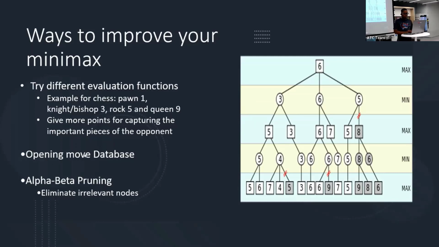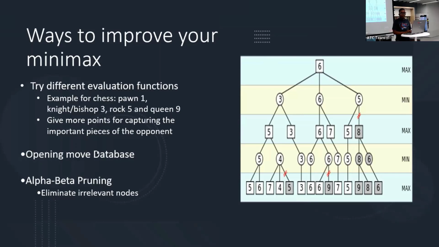Also, you can use what we call an opening move database. Chess players have moves that they already know always work, initial moves. So before implementing your algorithm or running your AI algorithm, you would want to make those moves first and see if that works.